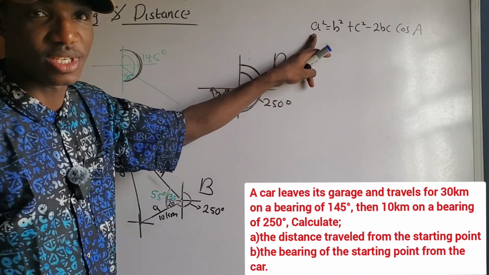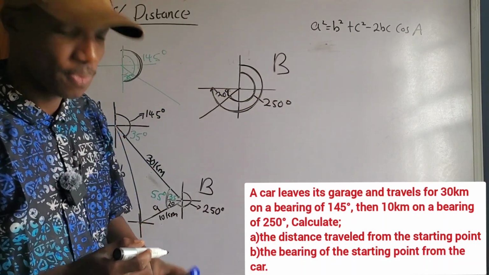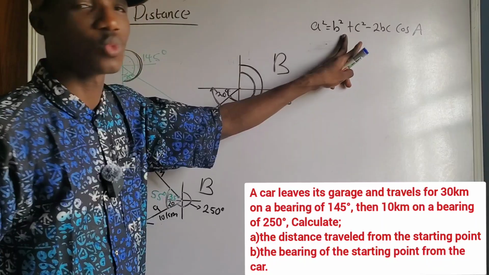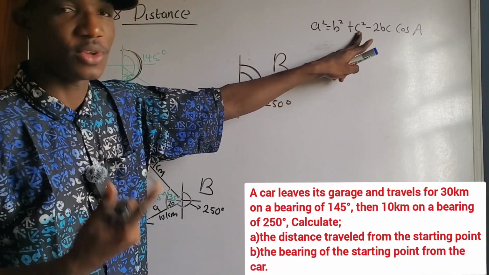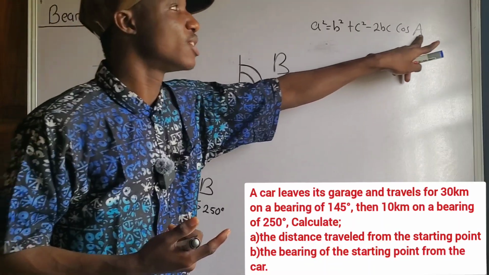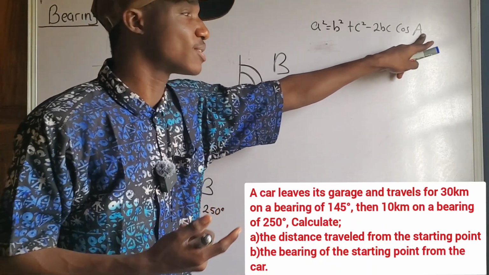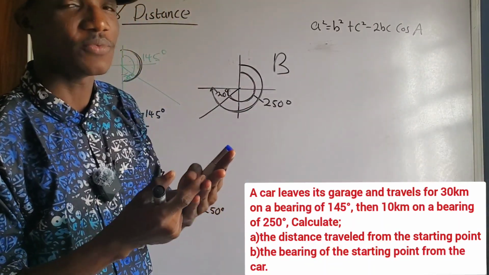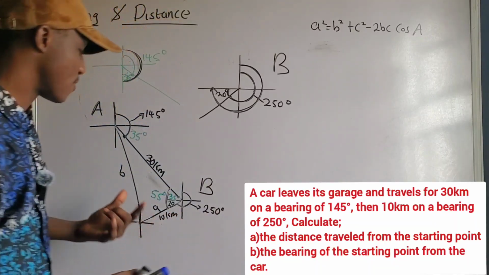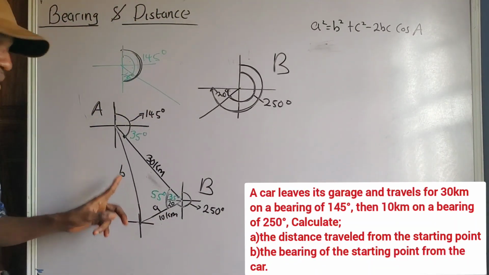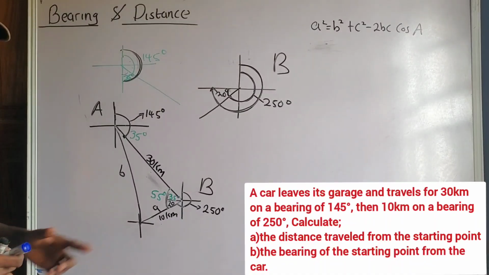You see, this A that you see here is the side that you are looking for. Are you getting it? B squared is one of the other two sides that was given. C is also one of the other sides that was given, and cos A. A that you see here is the cos of the angle that faces the side that you are looking for. Do you understand? That is why I first determine the angle that faces B, because B is what I'm looking for now. Do you understand what I'm saying?